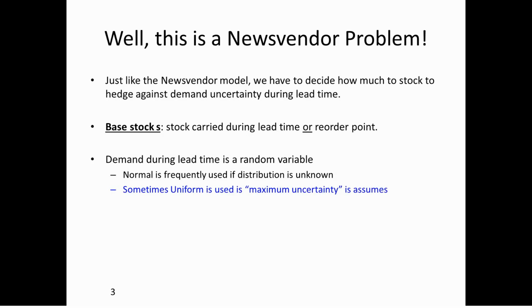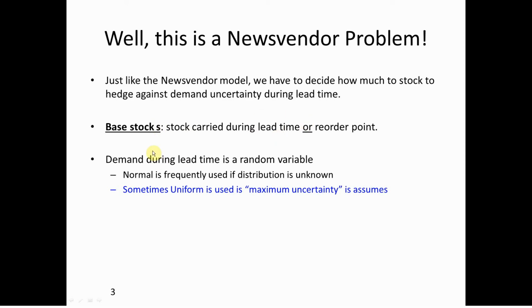Well, of course, this is very similar to our usual newsvendor problem, that we have overages and underages, and we want to balance out the costs associated with that. So the base stock S is what we'll define again as how much stock we carry over the lead time, or what the reorder point is. In other words, when we get to that level, we need to reorder because we need to make sure we have enough at that point to carry us through the lead time for which we will be replenished. So again, the base stock S, the little s we'll call it, is the stock carried over the lead time, or sometimes called the reorder point.